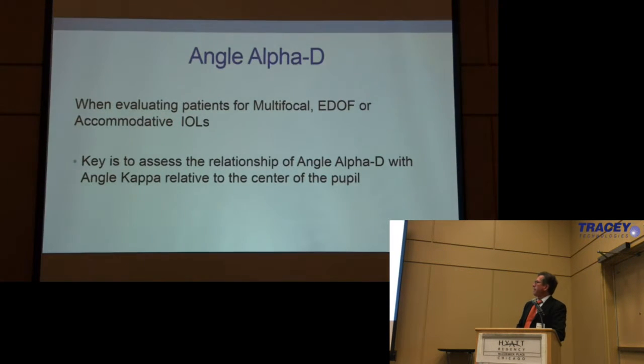So when evaluating patients for multifocals, EDOF, accommodative IOLs, we really need to pay really close attention to this. We have to look at angle alpha and we have to look at its relationship to angle kappa, which is actually the difference between the center of the pupil and the patient's line of sight.